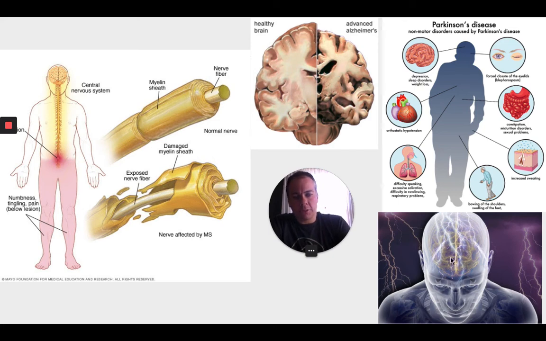This diagram just shows sort of a visualization of epilepsy when those neurons within the brain are firing sort of at random or excessively. And then finally, Parkinson's disease and some of the various symptoms that arise when a person has Parkinson's.